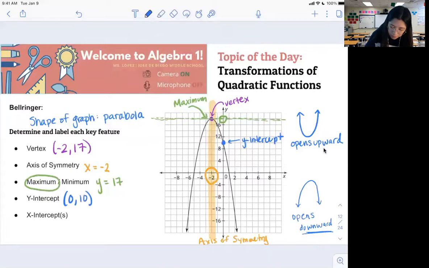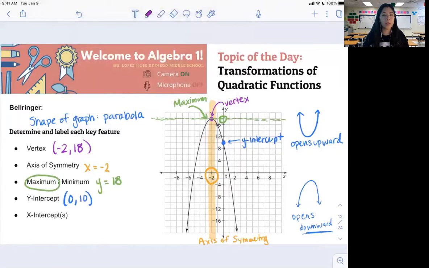Oh, it's going by twos. So actually I made a little mistake. Where is the maximum? It's not at 17, it's at what? Because it's going by twos. 18. That's 18, yeah. And the vertex would be -2, comma 18, not 17. My bad. Okay. So y-intercept 0, comma 10.